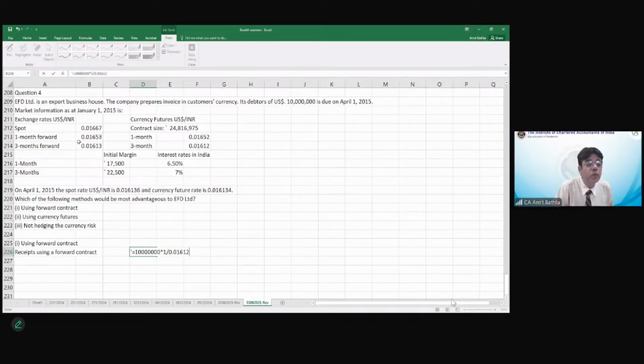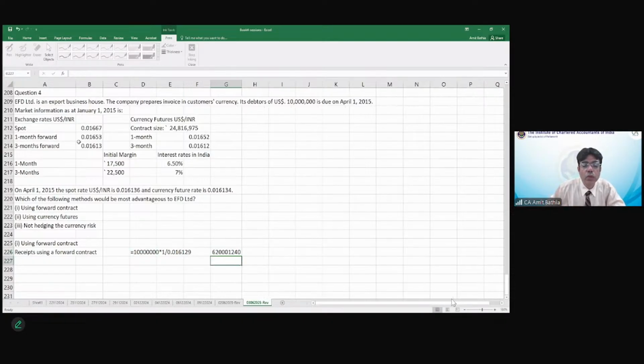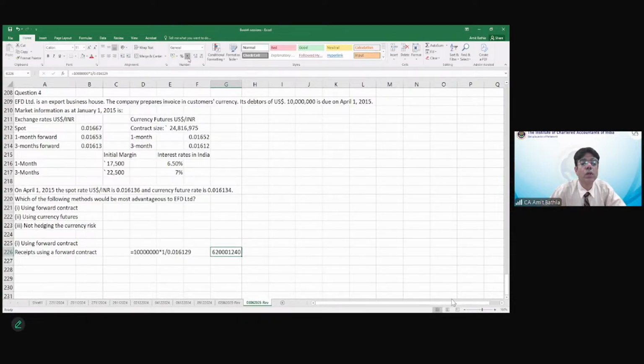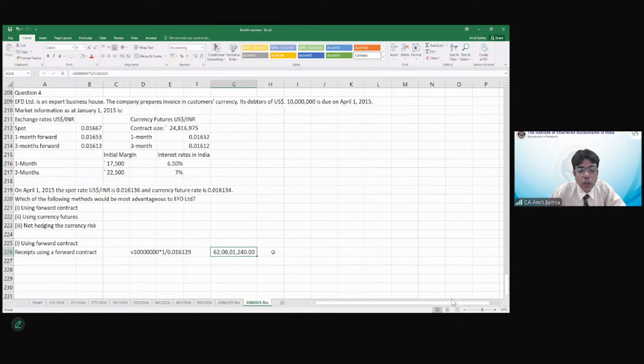0.016129. So that comes to 62 crores 1,240. Yes.